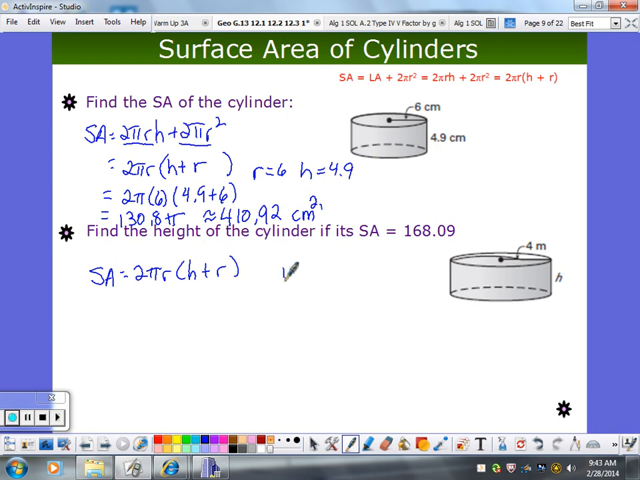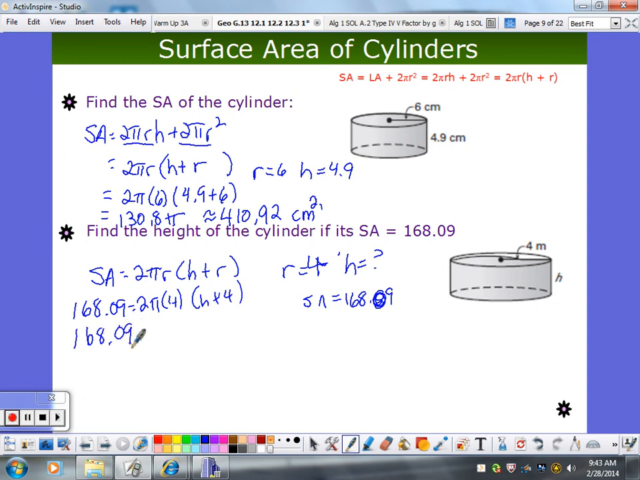So let's see, r is 4, h is unknown, and I know the surface area. So when they do this, you just use the formula and plug in what you know to find what you don't know. 168.09 equals, that's 8 pi, right? Times h plus 4. Solving for h, why don't I divide by 8 pi?